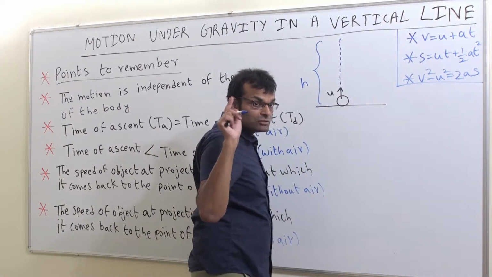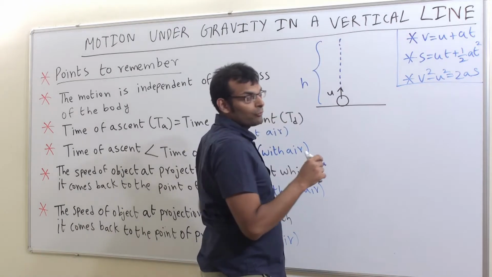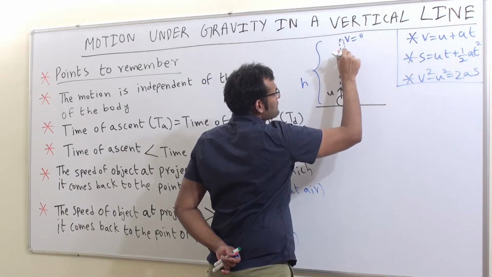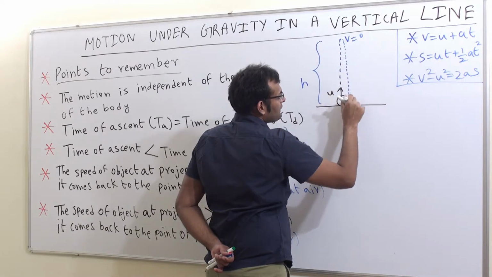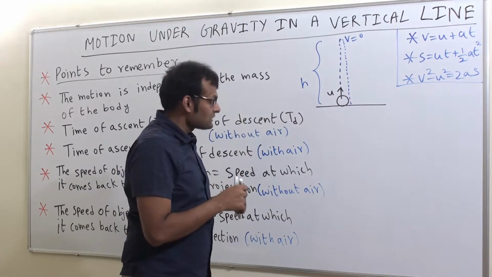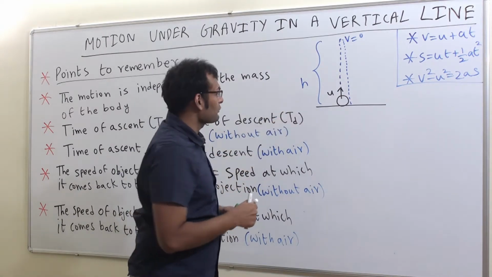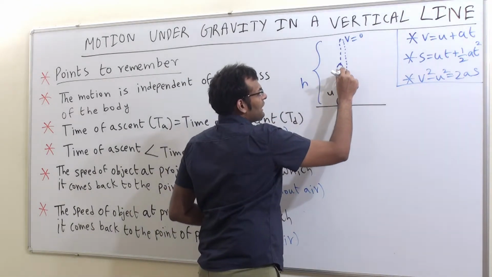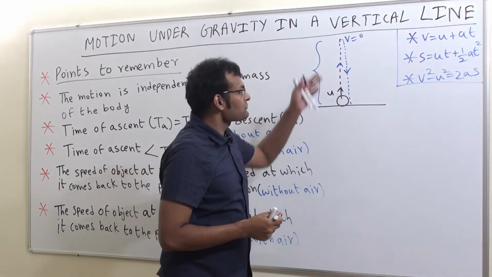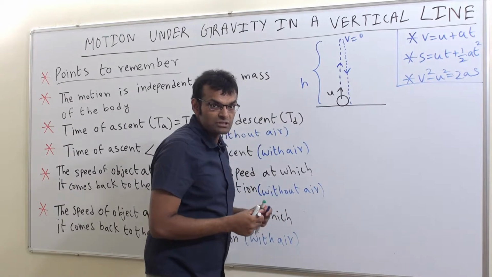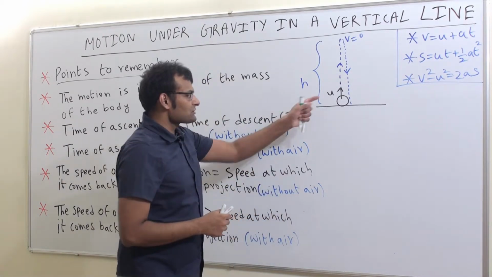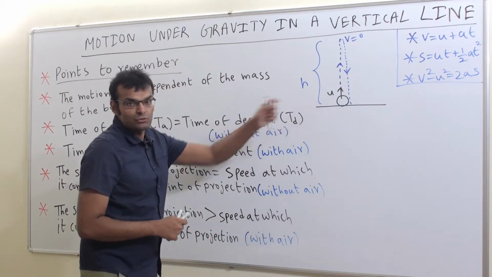Now what would be the velocity of the ball when it reaches the topmost position? It is v equal to 0, and the ball starts descending, and finally it touches the ground at the point of projection. So this is the case that I am going to consider. It goes upwards, reaches the topmost point, comes down and falls back to the same position from where it was thrown. The initial velocity is u meters per second.